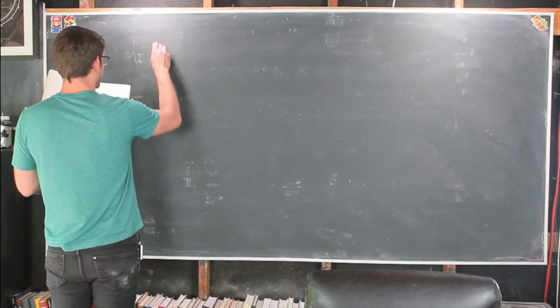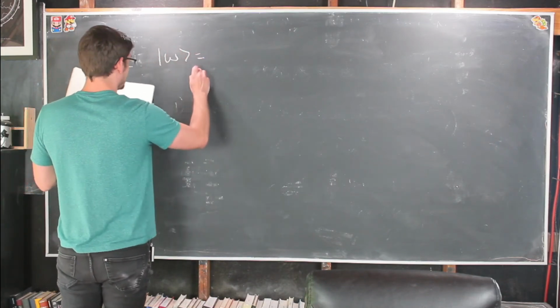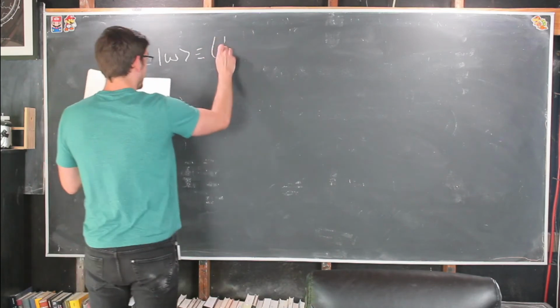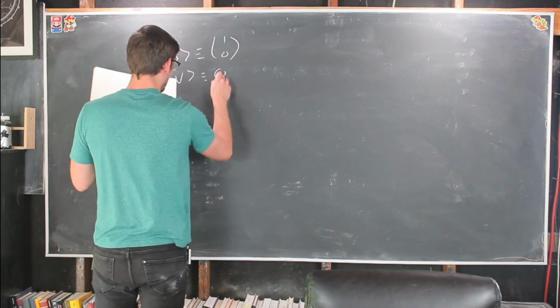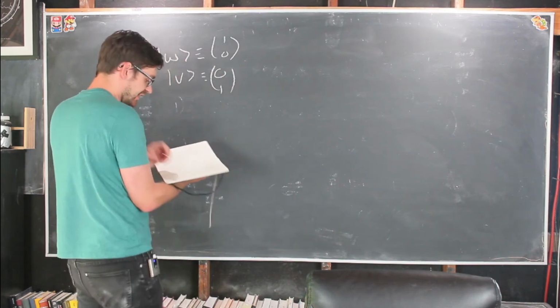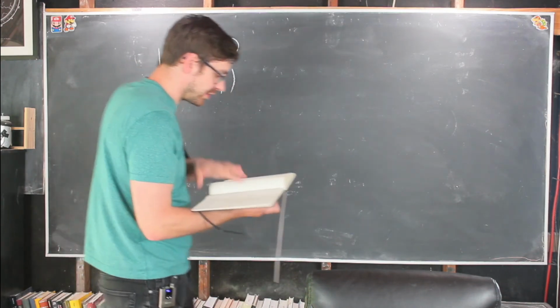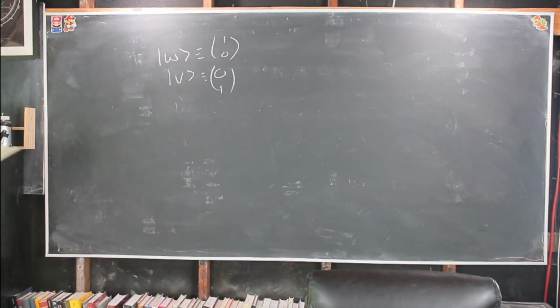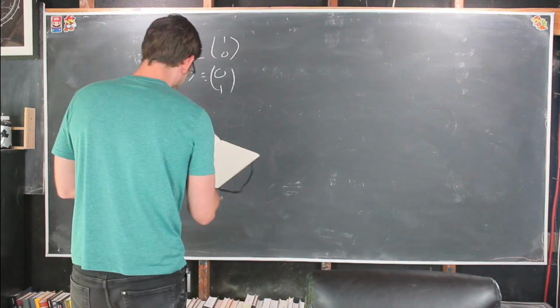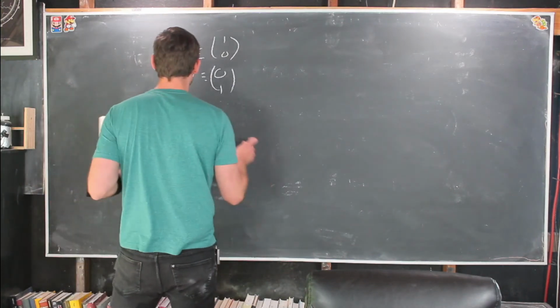An example would be if W was equal to the vector (1, 0), and V was equal to the vector (0, 1). If we were to dot the two together, you'd have 1 times 0 plus 0 times 1, and we would get 0. But we could also talk about norm. So this is orthogonal.